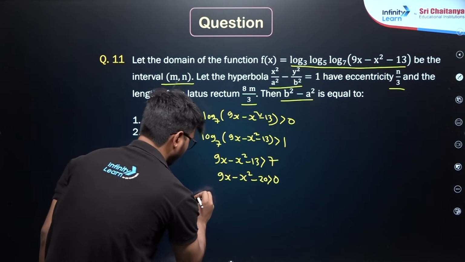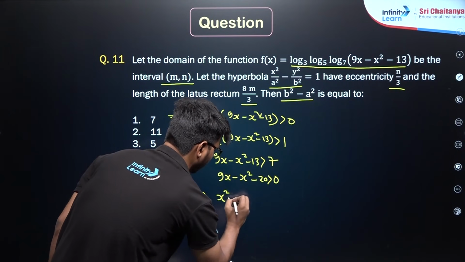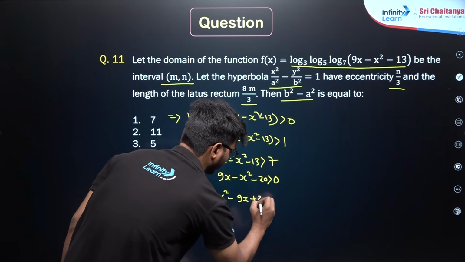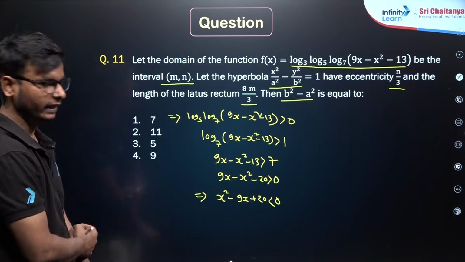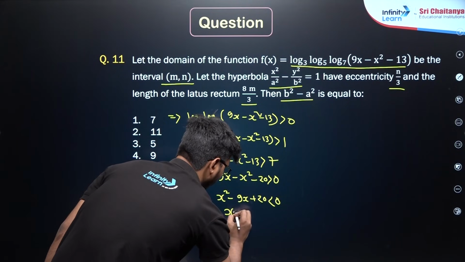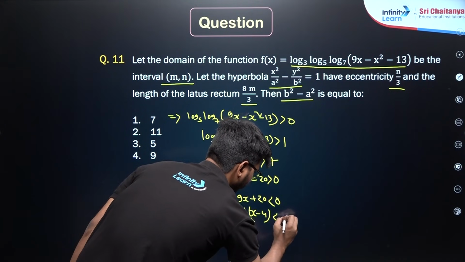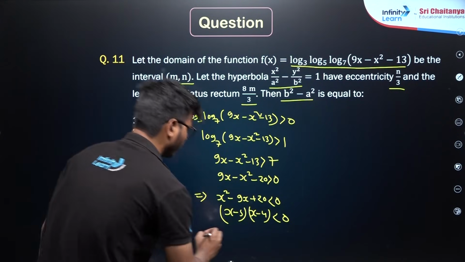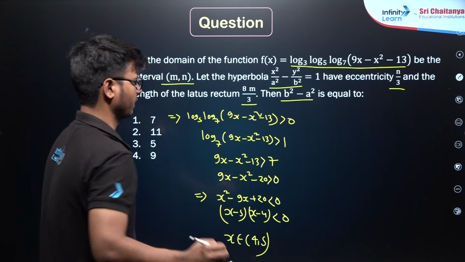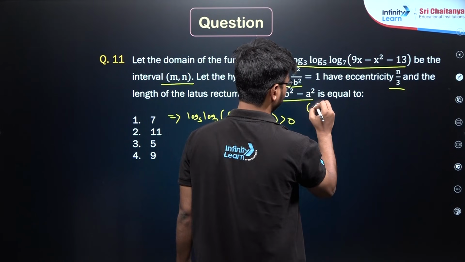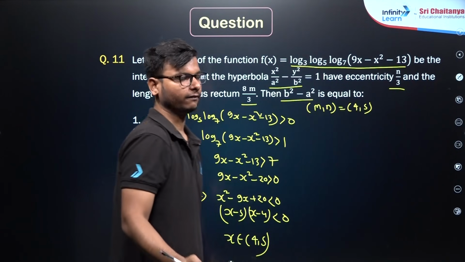Now if I multiply by minus, the sign of the inequality is going to change. So we are going to have x square minus 9x plus 20 less than 0, correct? Now I want to find the factors of 20, so 5 4s are 20, correct? So I am going to have x minus 5 times x minus 4 less than 0, correct? So using the wavy curve method, x belongs to 4 comma 5, okay? So I got the value of m comma n. So m comma n I am getting as 4 comma 5, correct?